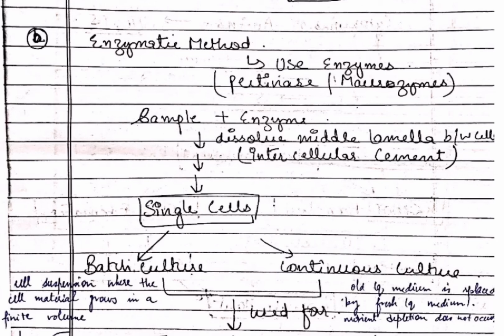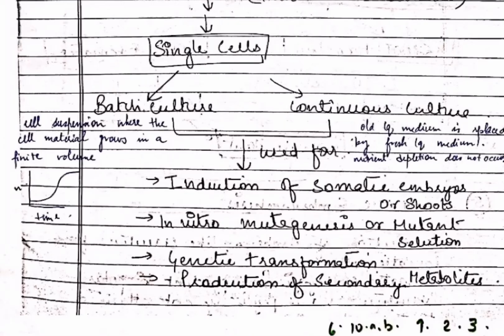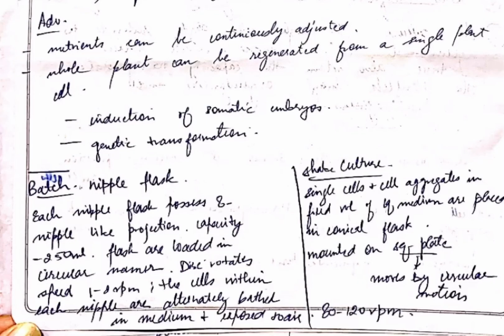The enzymatic method is more convenient as it is possible to obtain high yield from spongy parenchyma with minimum damage to the cells. The leaf tissue is treated with the enzyme pectinase and we obtain a large number of metabolically active cells. And these cells can be of two categories, that is in batch culture or continuous culture. In batch culture, the cells are maintained in a conical flask and incubated at the speed of 80 to 120 rpm. It has different types of batch cultures like shake culture, spinning culture and stirred culture.